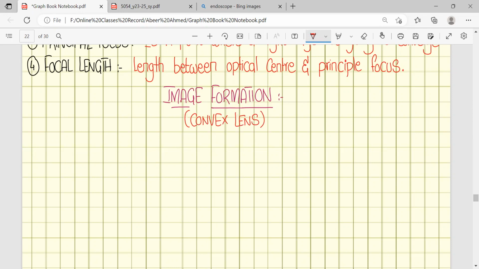There are many possibilities: the object placed very close to the lens, very far from the lens, or somewhere between f or close to f. So if we discuss some different positions of the object, then identify the nature of the image in the convex lens, right?